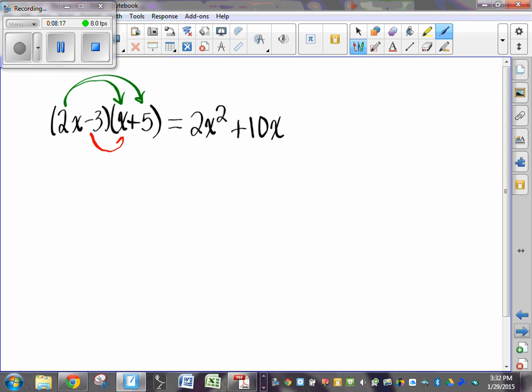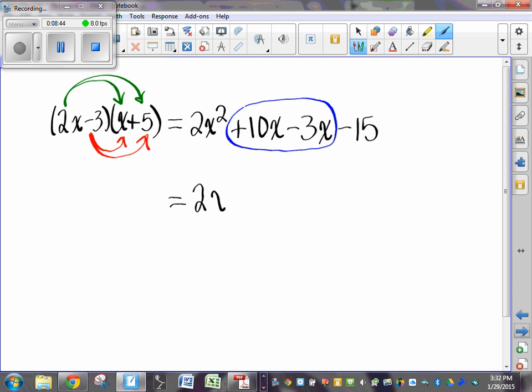Then I have to multiply the negative 3 times everything that is in parentheses. That's going to be negative 3 times x, which is minus 3x, and then negative 3 times 5, so minus 15. Now, once again, I do have some like terms right here in the middle that I need to combine. That's going to give me 2x squared, and then 10x minus 3x. That's going to be plus 7x, and then minus 15. So 2x minus 3 times x plus 5 is equal to 2x squared plus 7x minus 15.